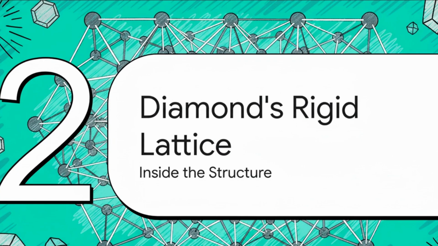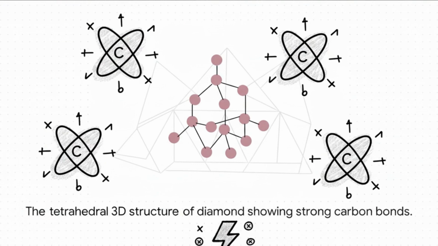Moving right along. Section 2. Inside diamond's rigid lattice. So, we know carbon has 4 outer shell electrons. Well, in a diamond, every single carbon atom shares those electrons to form 4 identical, extremely strong covalent bonds with 4 other carbon atoms. This forms a super rigid 3D shape known as a tetrahedral arrangement. And because every single outer electron is locked tightly into these 4 bonds, there are absolutely no freely moving particles left over to carry a charge. None. And that is the exact reason why a diamond just cannot conduct electricity.